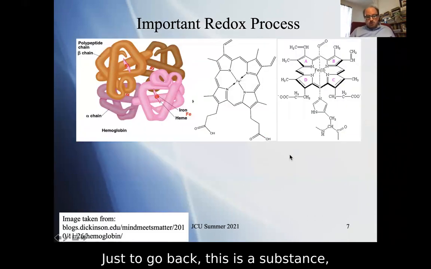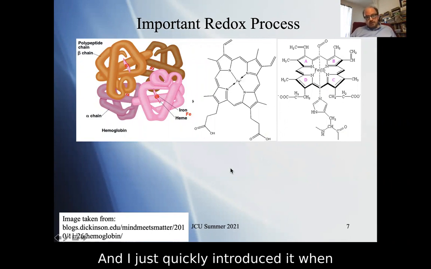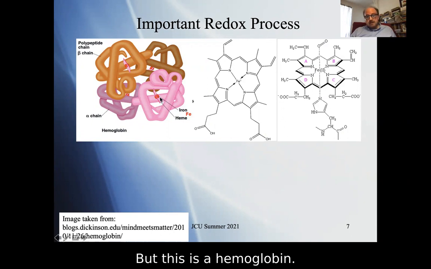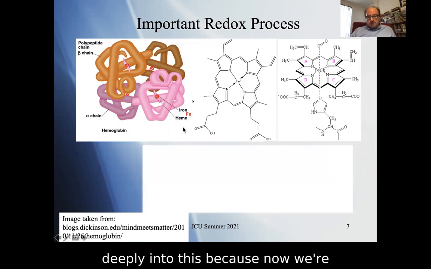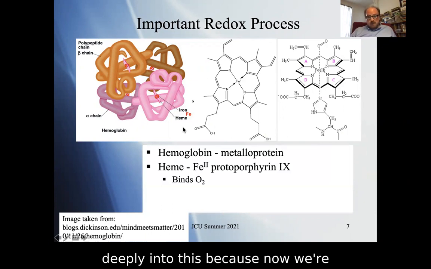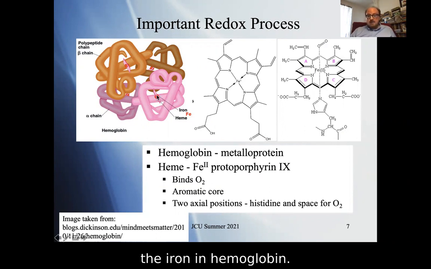All right, now just to go back, this is a substance, a compound that I had talked about earlier, and I just quickly introduced it when we looked at redox chemistry, but this is hemoglobin. And now we're going to dig a little bit more deeply into this, because now we're going to look at the actual heme, which is what contains the iron in hemoglobin.